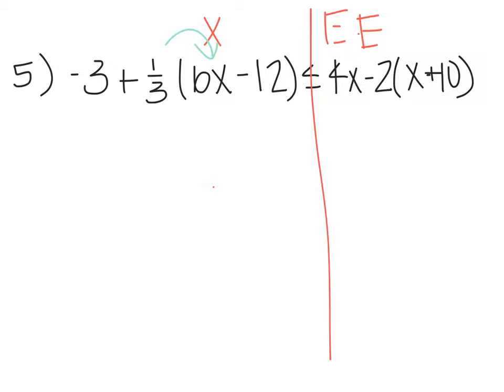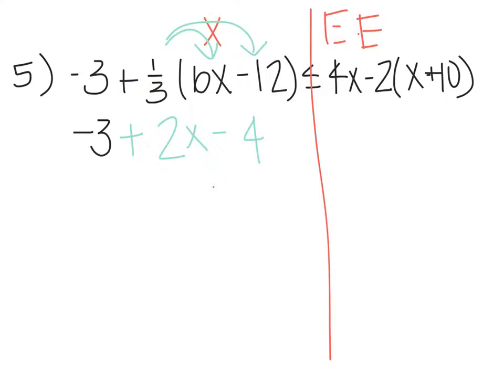1/3 times 6 is 2x, because there was an x there. And then 1/3 times a -12. Remember, that's a positive number times a negative number. And a positive times a negative is negative. That's going to give us -4. I'm going to bring down my -3. This 2x here, I don't have a sign there, but a positive times a positive is a positive. So this 2x is positive 2x.